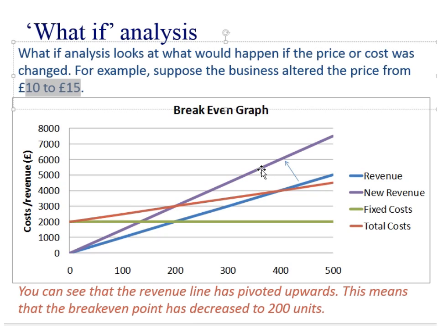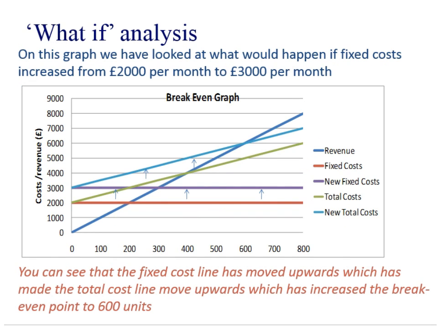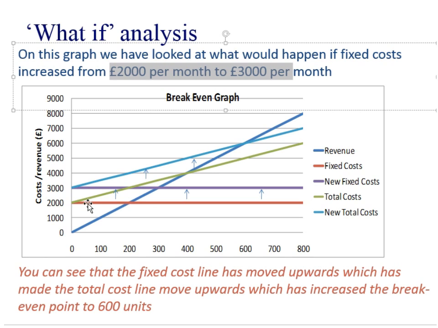If we reduce the price of the product, you'd have to sell more of it, and you'd see that this revenue line would pivot downwards. If we increase fixed costs, everything sort of shifts upwards. So if it increases from £2,000 a month to £3,000 a month, we see the fixed cost line shift upwards. But also the total cost line shifts with that as well, because total costs include fixed costs, so we see a shift upwards.